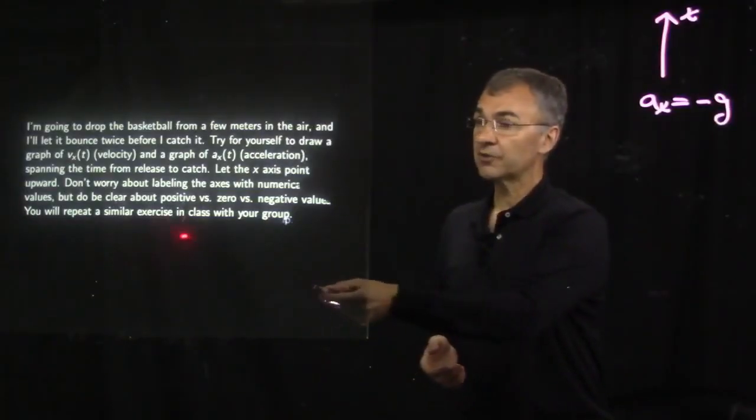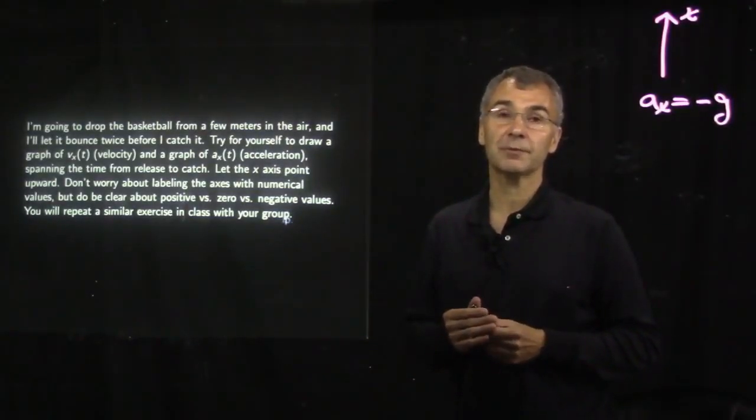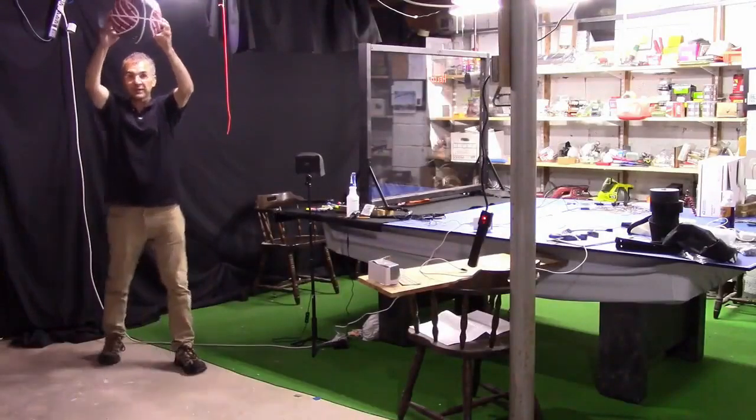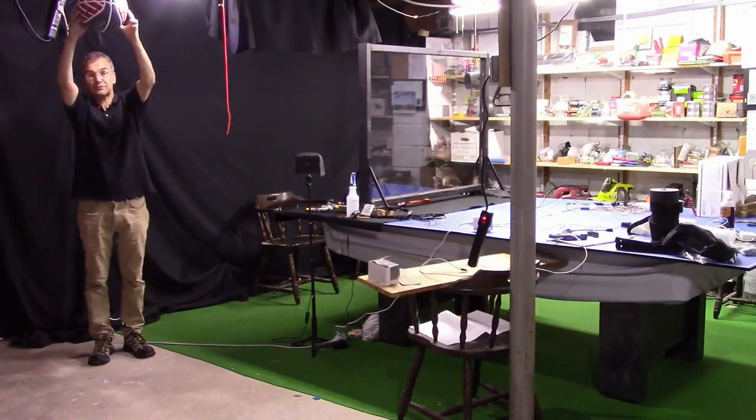And we're going to do something similar in class with your group, but let's see if we can think it through on our own first as you watch me drop the ball. Let's take a basketball and let's say I hold it at a height of about 2 meters and then drop it and I'll let it bounce twice and then I'll catch it. Let's just do that so we have the real video that we can then make a graph of.